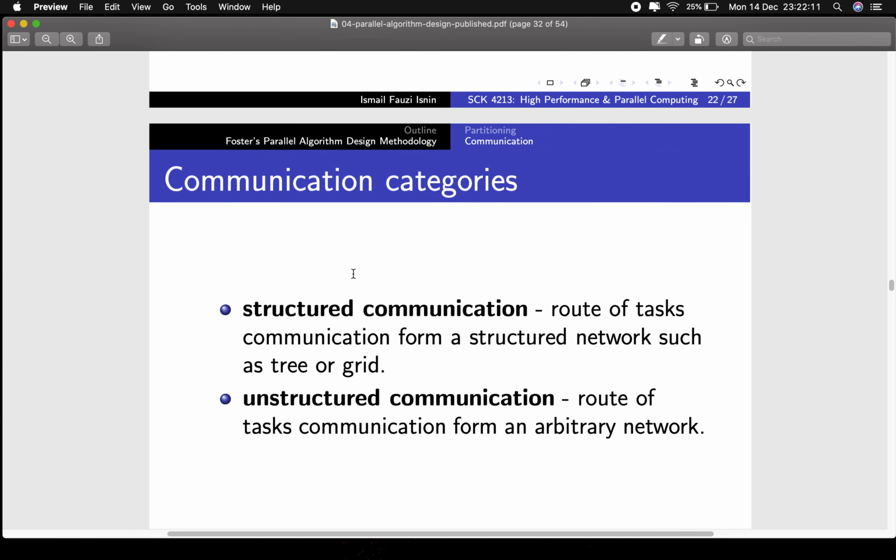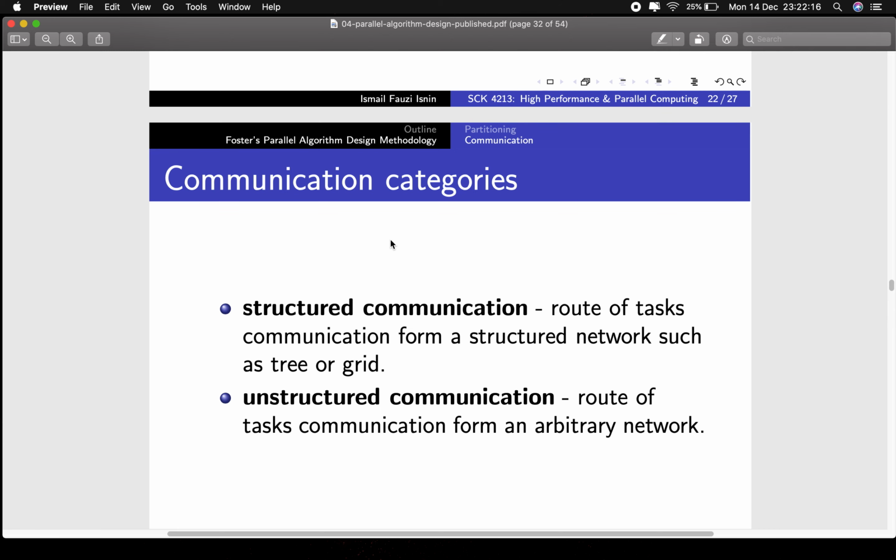And under structured and unstructured, for structured, you will notice that the route used for task communication forms a structured network like a tree or a grid. But for unstructured communication, the route that you are using for your task communication forms an arbitrary network. So this is the keyword for unstructured, and for structured, of course, you're going to use the tree or grid for communication.